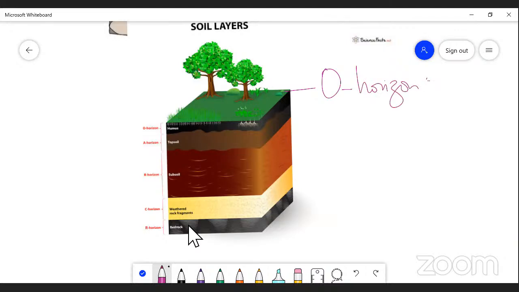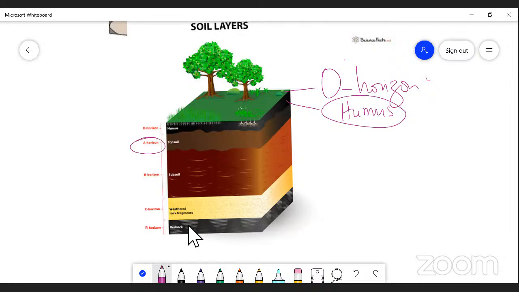It is a region where you see all the freshly fallen leaves, flowers, fruits, seeds, etc. It is also known simply as the humus region. The next, we can go for the second layer, that is the A horizon.